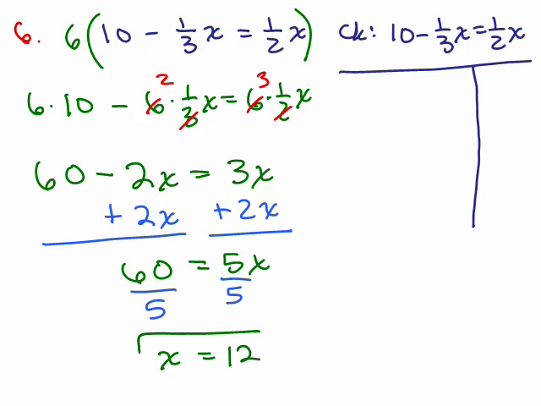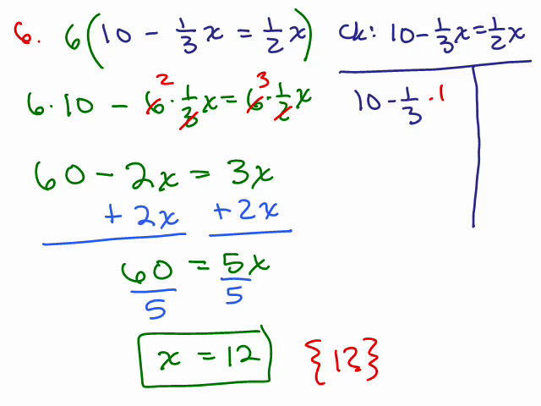So using formal notation, that means 12 is the solution set. Now we need to check our answers, so we're going to plug in 12 for x and simplify. So we have 10 minus, well, 1/3 of 12 is 4, so 10 minus 4 is 6. And on the right-hand side, we have 1/2 of 12, which is also 6. So it checks. In fact, the check wasn't so bad here because of the canceling, right?